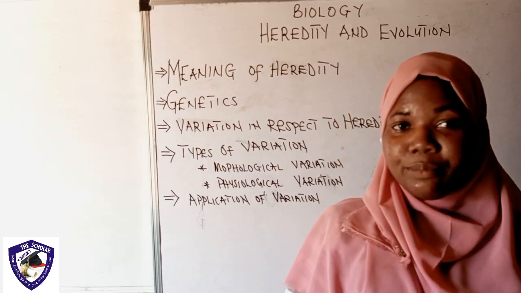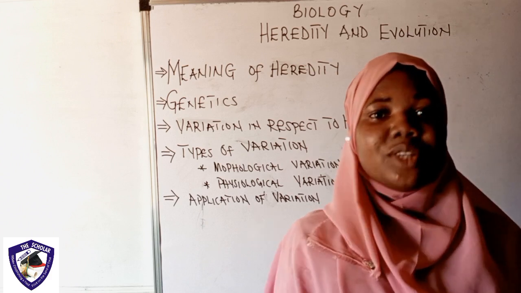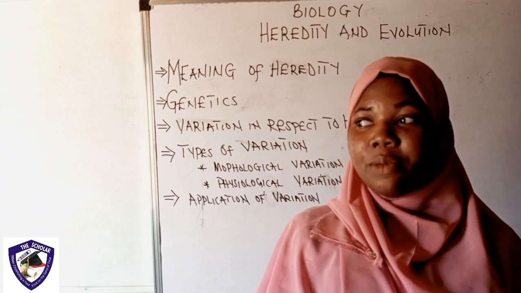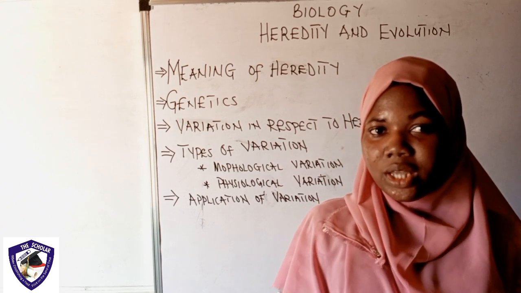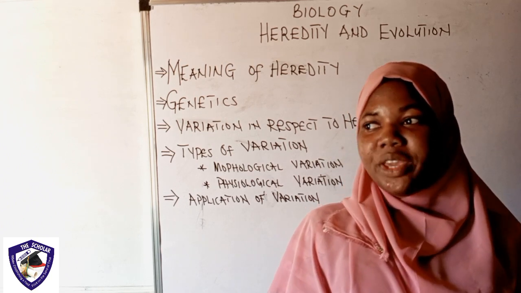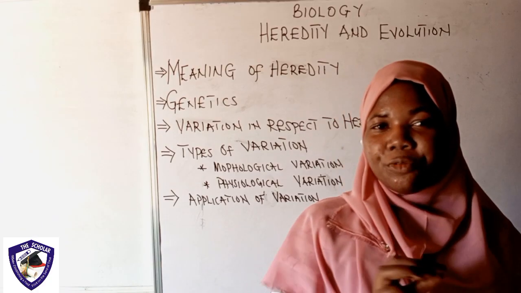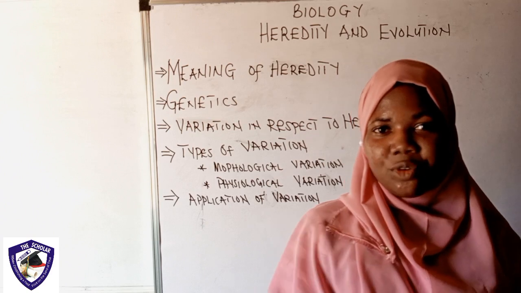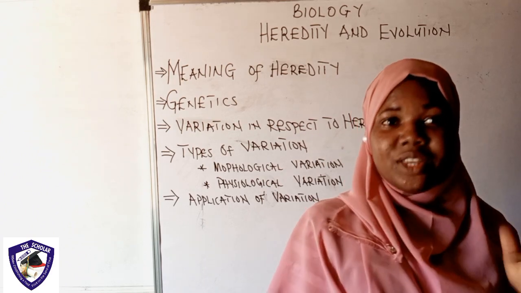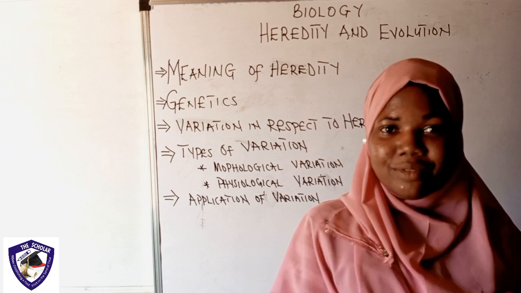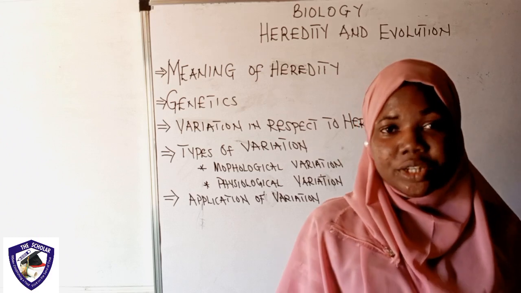Moving forward, we'll be looking at the application of variation in our environment, in our habitat. The first one that is common is crime detection, because no two people have the same type of fingerprints or the same DNA. So if a crime is committed somewhere, they can take a sample of any DNA found in that environment and use it to detect who exactly committed the crime, because even parents and offspring don't have the same DNA. So variation can be used in crime detection.